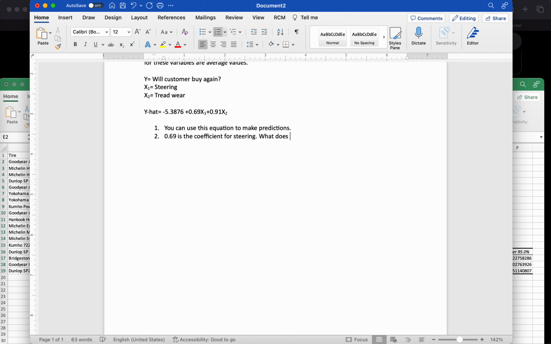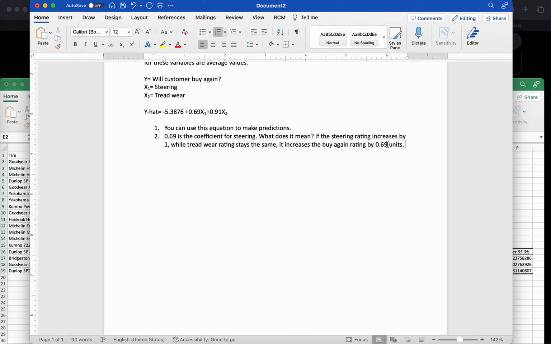So what does it mean? So remember, this is a linear equation. So what it means is that if the steering rating for a tire increases by 1, while the tread wear rating stays the same, it increases the buy again rating by 0.69 units. So for every unit increase in steering, our customer buy again rating increases by 0.69 units, right?